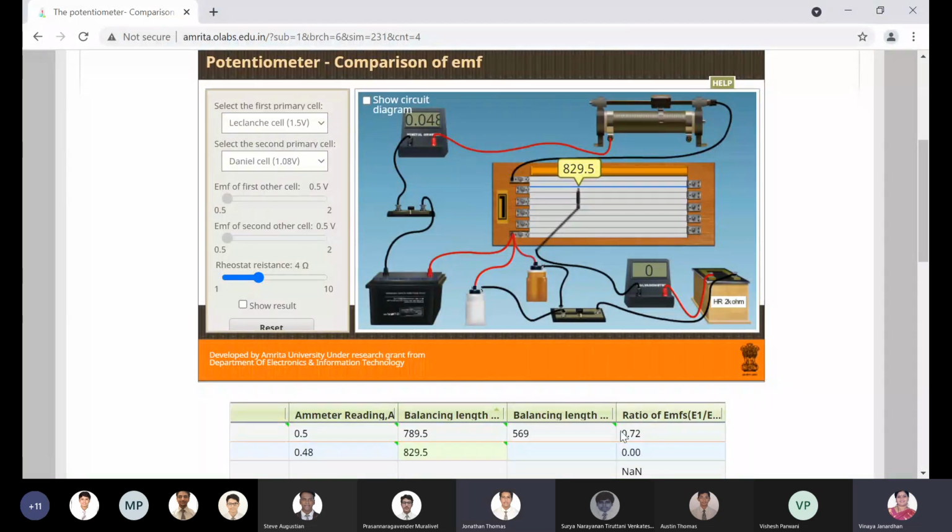So if you have taken it as 0.72, please change it right now in your observation book, boys. Because this EMF is not allowed. E1 by E2. Yeah, 789.5 divided by 569. So the ratio should be greater than 1, less than 1.5. Complete it, boys.